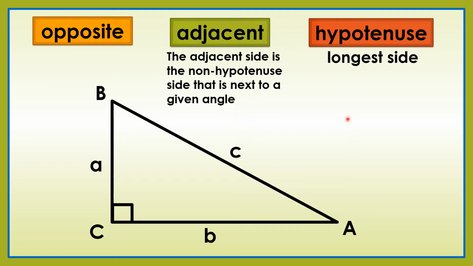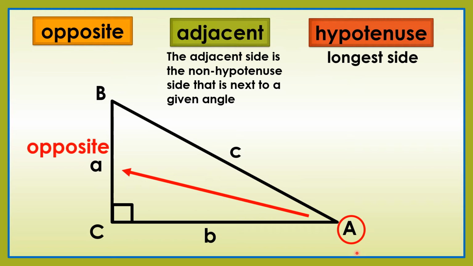At ang hypotenuse naman is the longest side. Let's say ang ating reference angle ay angle A. So, ang opposite side natin ay yung side A. At ang ating hypotenuse ay yung side C because that is the longest side of the given triangle. And side B is the adjacent side. Kasi this is the non-hypotenuse side which is next to the given angle.